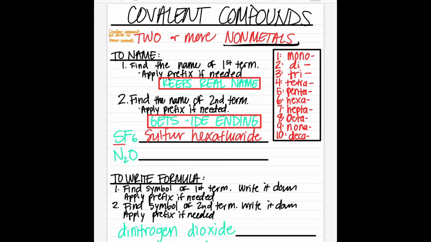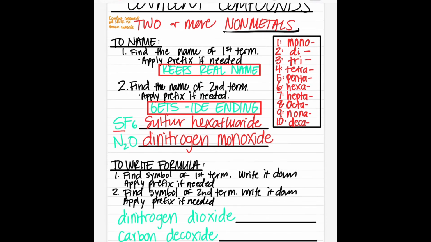Okay, N2O, so this is nitrogen, because on your periodic table it says nitride, but this is nitrogen because the first term keeps its real name. So this is dinitrogen for 2, dinitrogen. And that's oxygen. There's only one of them, so you get mono. So monoxide. That does get the IDE ending still.